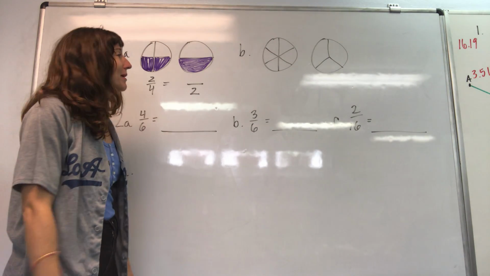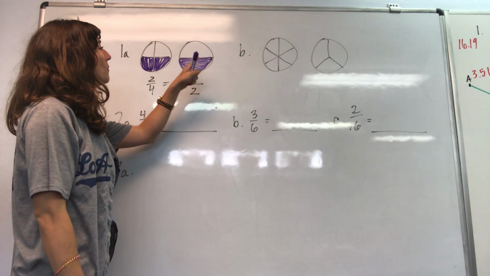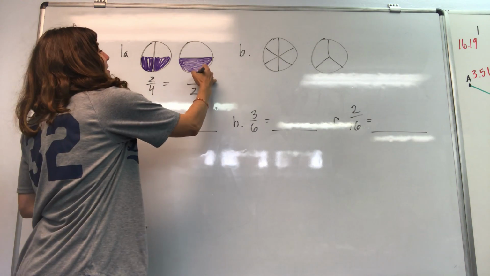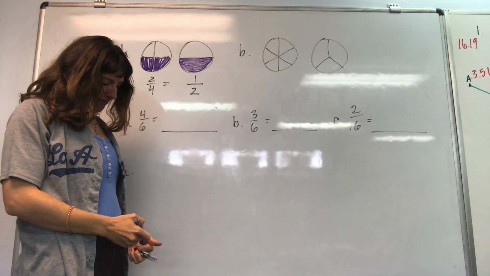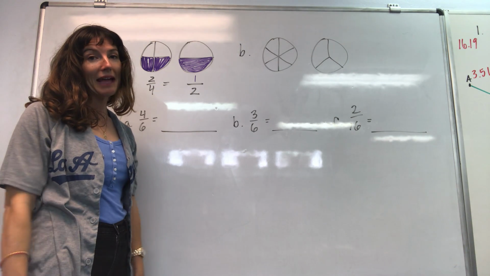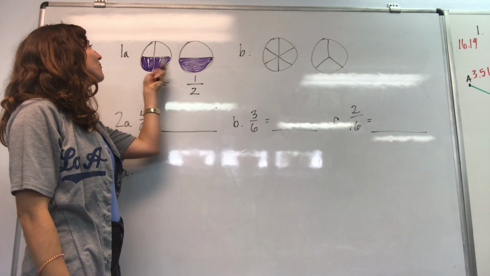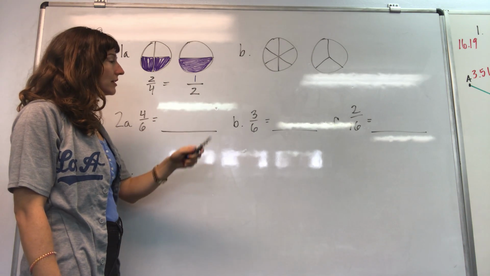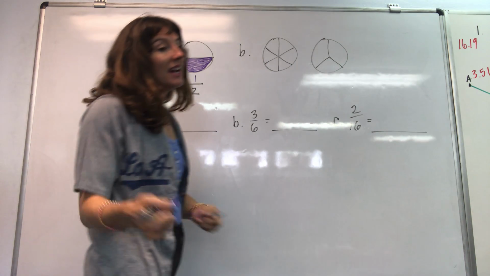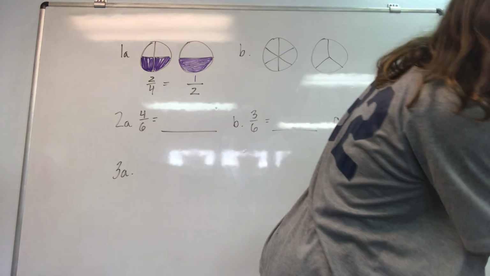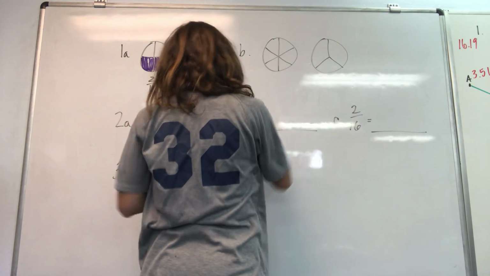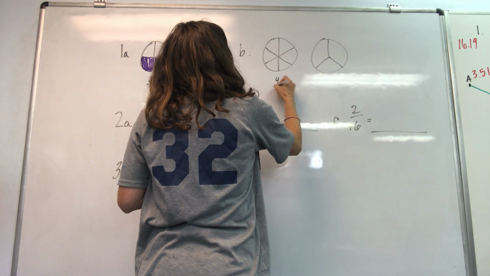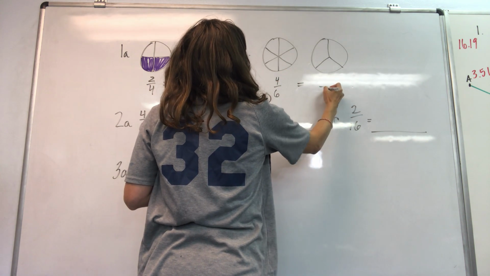So you count how many parts are colored, 1. And then you put it, 1. Okay? 2/4 is the same as 1/2. Okay. The next one, 4/6. 4/6 is the same as how many thirds?